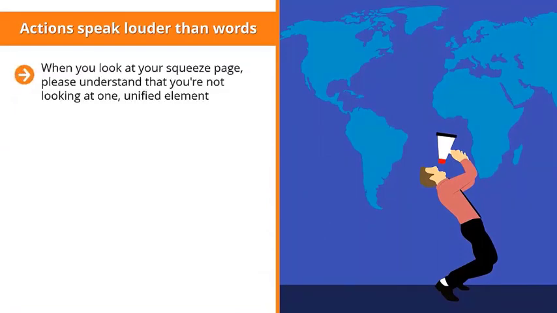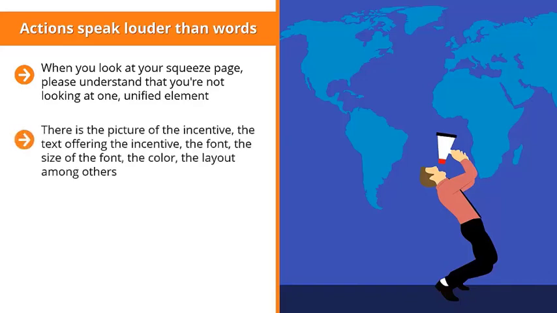When you look at your squeeze page, please understand that you're not looking at one unified element. The squeeze page is actually made up of many different parts. There is the picture of the incentive, the text offering the incentive, the font, the size of the font, the color, the layout, among others. There are many different elements that go into that page.